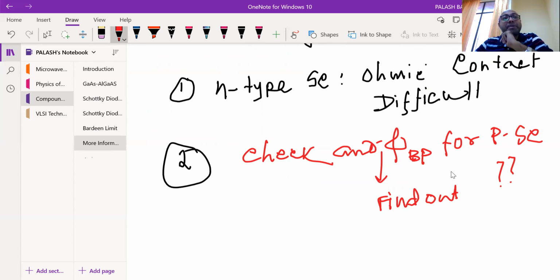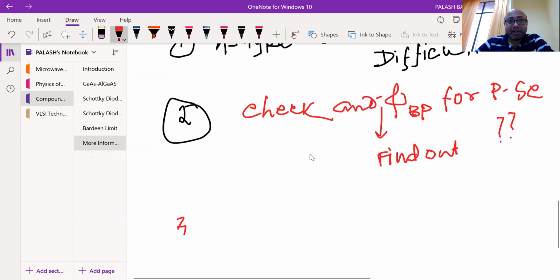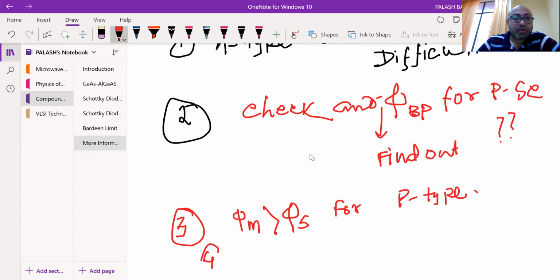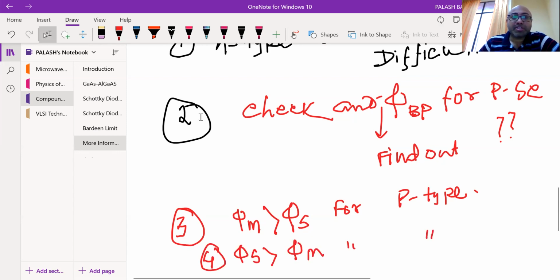Now, what happens if you have a p-type semiconductor with the same amount of defects? Are you getting a huge amount of barrier height or not? That you need to check. So that is your homework. Third, which is very, very important, if you go to Sze or Streetman and Banerjee, they have calculated 4 different conditions. What is that? Phi m greater than phi s for p-type semiconductor, phi s greater than phi m for p-type semiconductor.